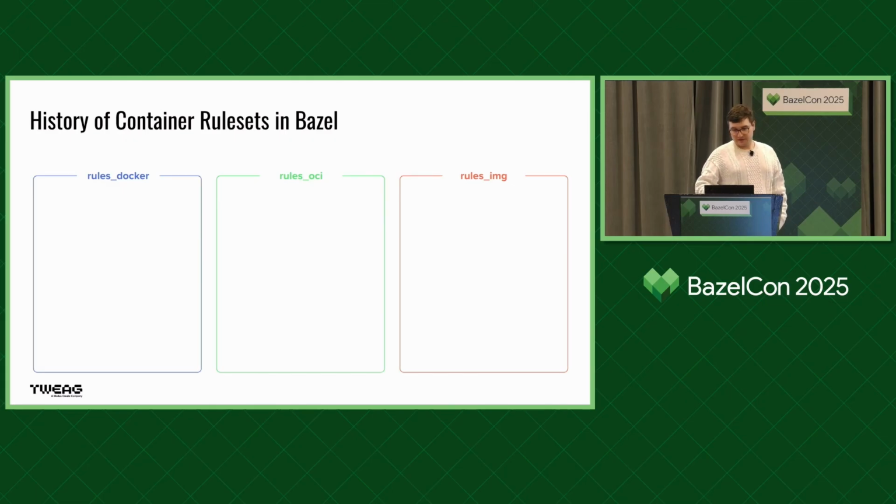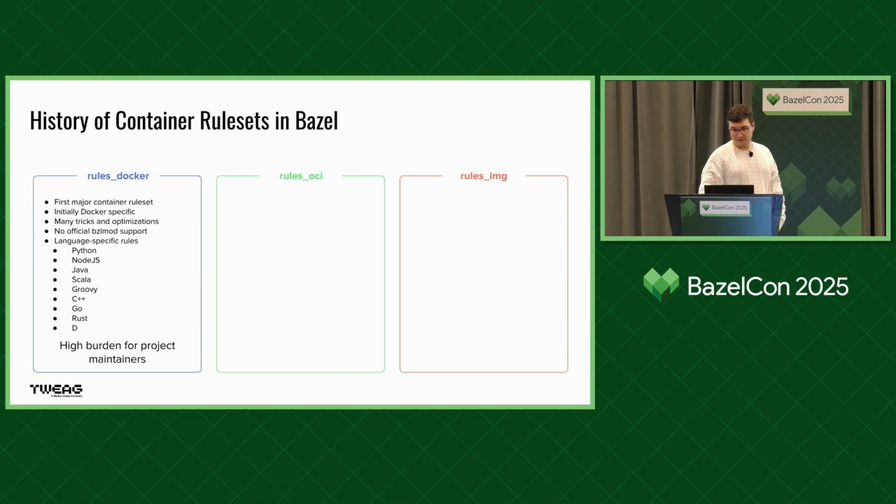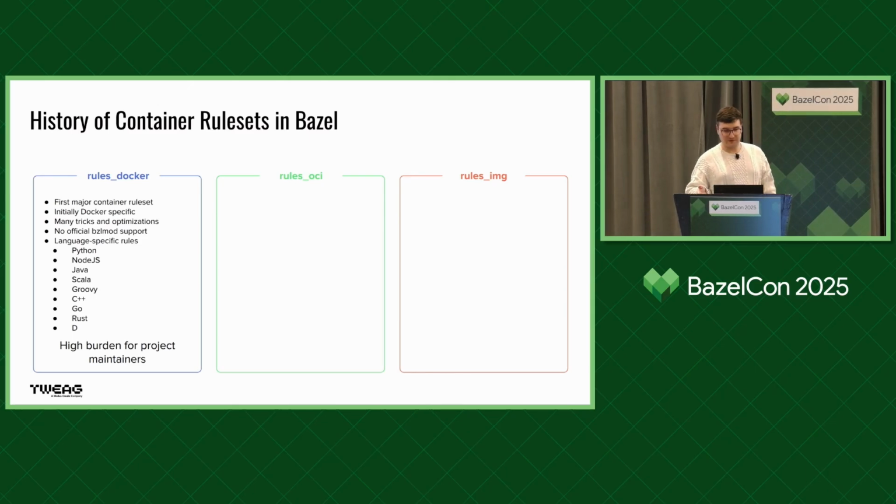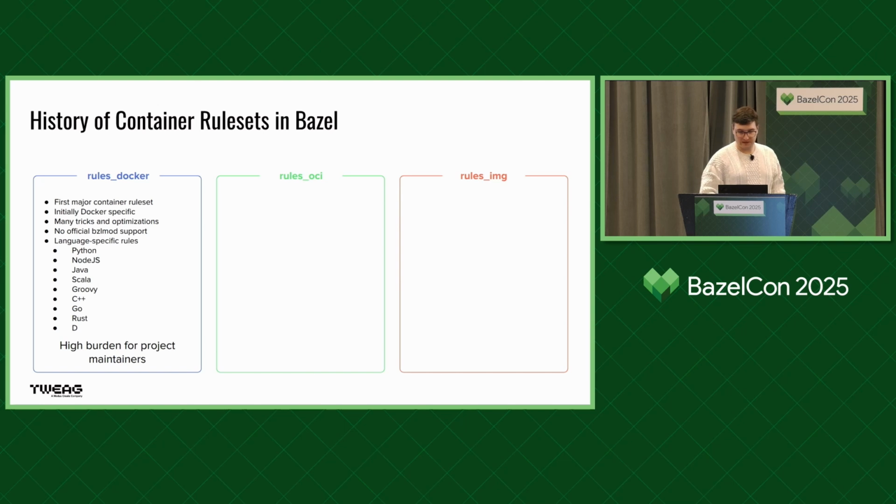So now with that context in mind, we will look at how this has evolved in Bazel. First, we started with rules Docker. It's the oldest one. It was initially just focusing on Docker. It was specific to Docker. Now it also supports OCI. It has a lot of nice optimizations that have grown over time.